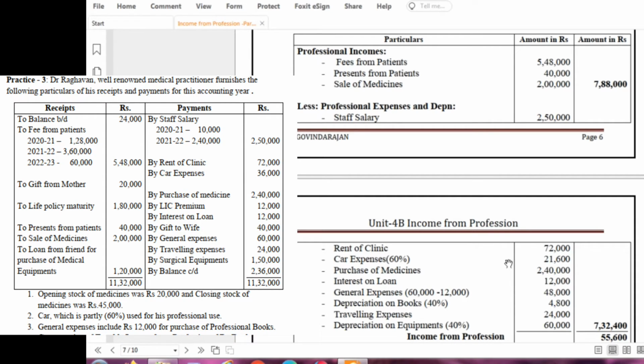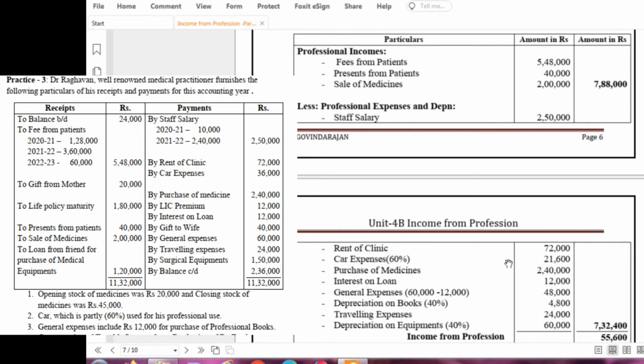General expenses 60,000, it's a professional nature. In that, 12,000 was used for purchase of books, so 48,000 only will be accounted as general expenses. On the depreciation on books, 12,000 at 40%, 4,800 only is allowed as a professional expenditure. Next, traveling expenses, 24,000, allowed as professional nature. Surgical equipment, 1,50,000. We have to charge 40% depreciation on 1,50,000.